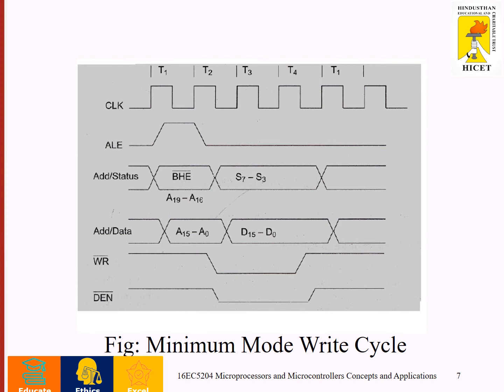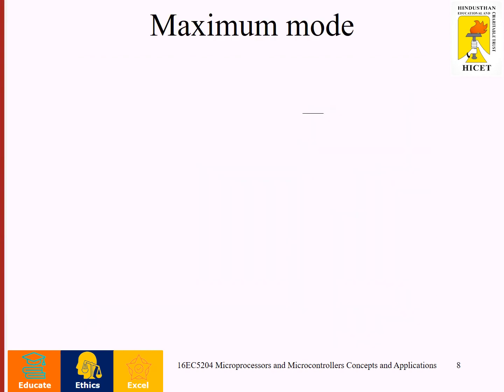This timing diagram shows the minimum mode write cycle. The main difference between the minimum mode read and write cycles is that, in place of read, write signals are generated. The WR bar signal is low when a data write operation takes place.